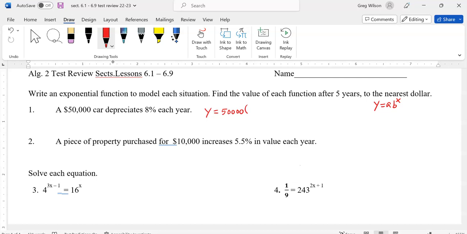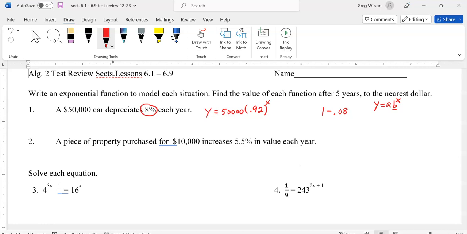It was valued at $50,000. B, in this case, is going to be a decay factor. So the way to get a decay factor is you always start with the number 1 and then subtract from that whatever the rate of decay is. So 8% as a decimal is 0.08. So if you went to your calculator and you did 1 minus 0.08, that would tell you that B, this number right here directly below X, is 0.92.